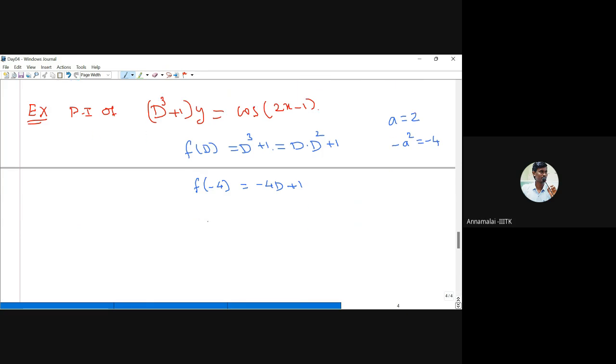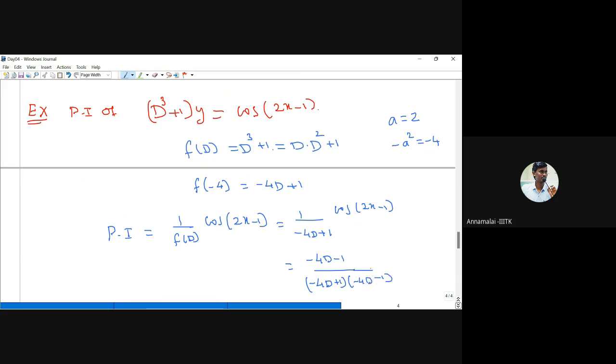Now what is the particular integral? Usually the particular integral is 1 by f of D into the function, so the function is cos of 2x minus 1. After substitution we get 1 by minus 4D plus 1 into cos of 2x minus 1. Now we have to remove this D, so we multiply and divide by the conjugate, that is 4D minus 1 by 4D minus 1. We get (4D plus 1) into (4D minus 1).